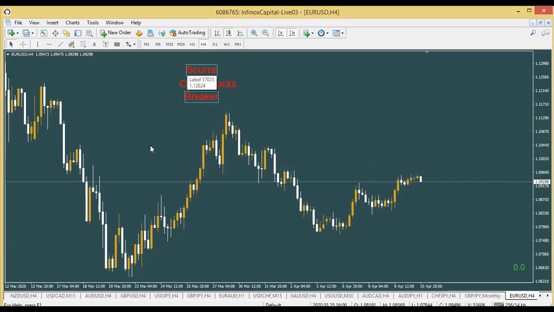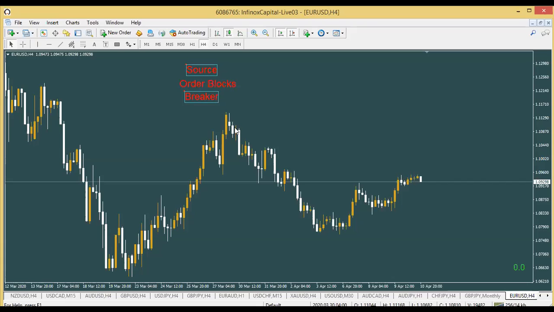What are order blocks? Order blocks are the bullish candles. So for a bearish trend, they are the bullish candles responsible for the push down at any point in time. For the bearish trend, when the market is coming down, order blocks are the bullish candles responsible for the push down.